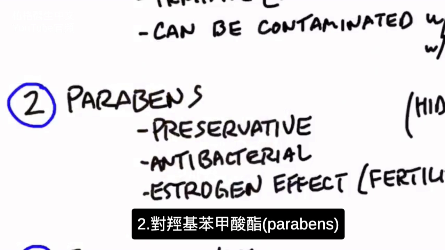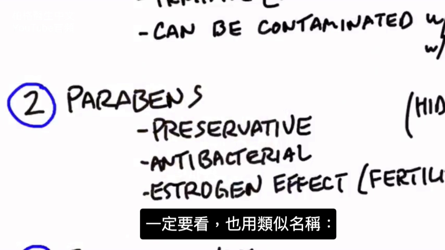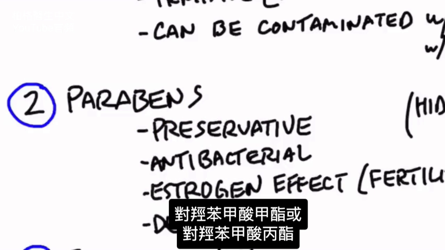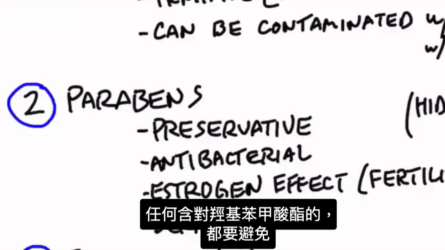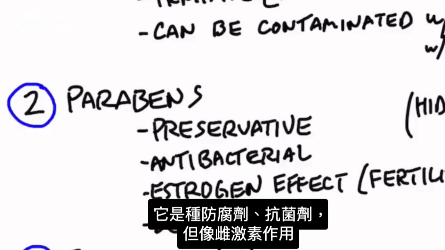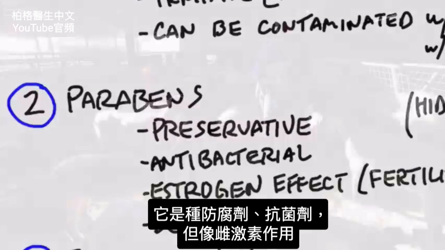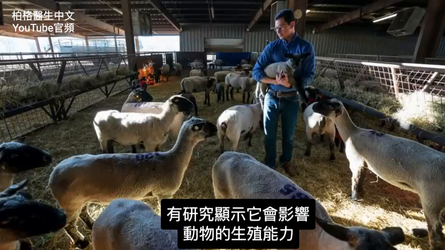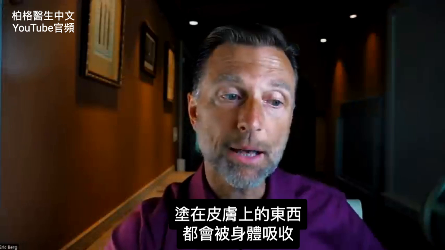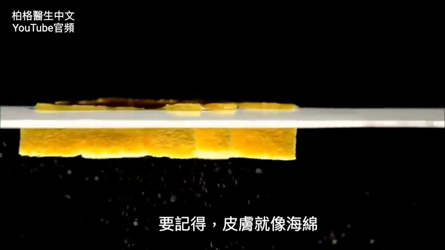The number two ingredient to watch out for is parabens. Definitely look at other names, because sometimes they'll put methyl paraben or propyl parabens, but anything with parabens you want to avoid. It's a preservative, it's an antibacterial, but it can lead to an estrogenic effect. And there's certain studies that even show that it affects fertility in animal studies. So anything you put on the skin actually absorbs inside your body. Your skin is like a sponge, so just remember that.